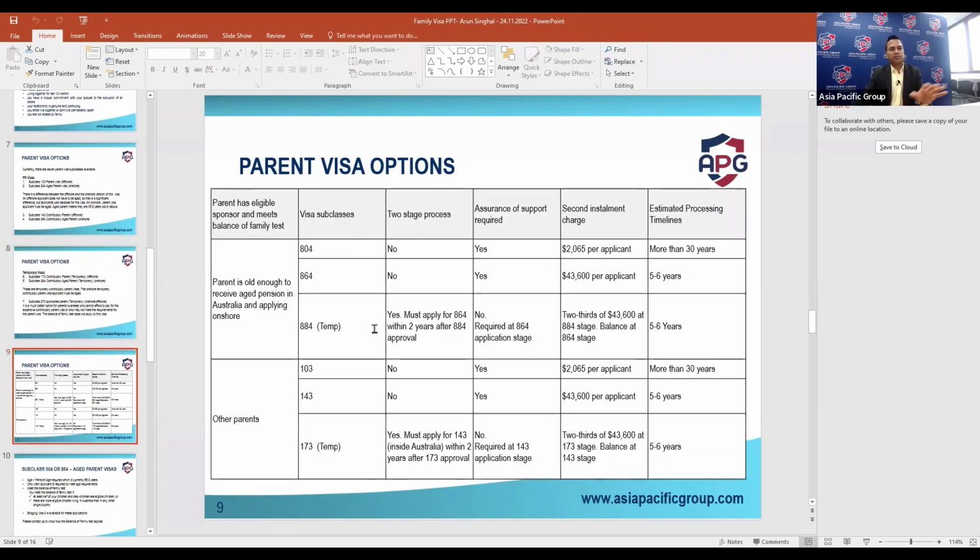So let's see the comparison between all of these visas to have a better understanding.